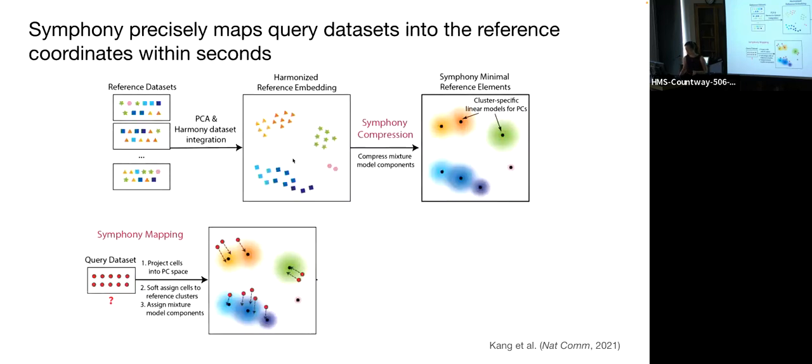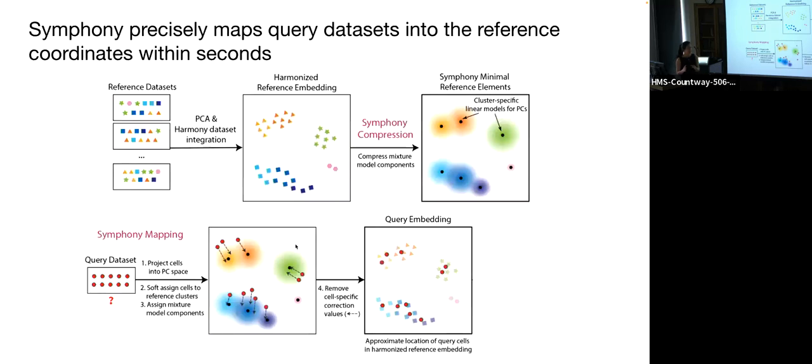And then the next part of the figure shows how Symphony mapping works. So here, starting with a new query data set, the red cells here, where we don't know their cell types, we can then map the query cells into the reference coordinate space, and then assign them across the soft clusters defined using the reference, and then assign the appropriate mixture model components to each query cell to be able to then remove any batch effects within the query. And then by the end of this process, the query cells are now in the same integrated coordinate embedding space as the reference cells. So here we have the red query cells in the same space as the reference cells behind them.